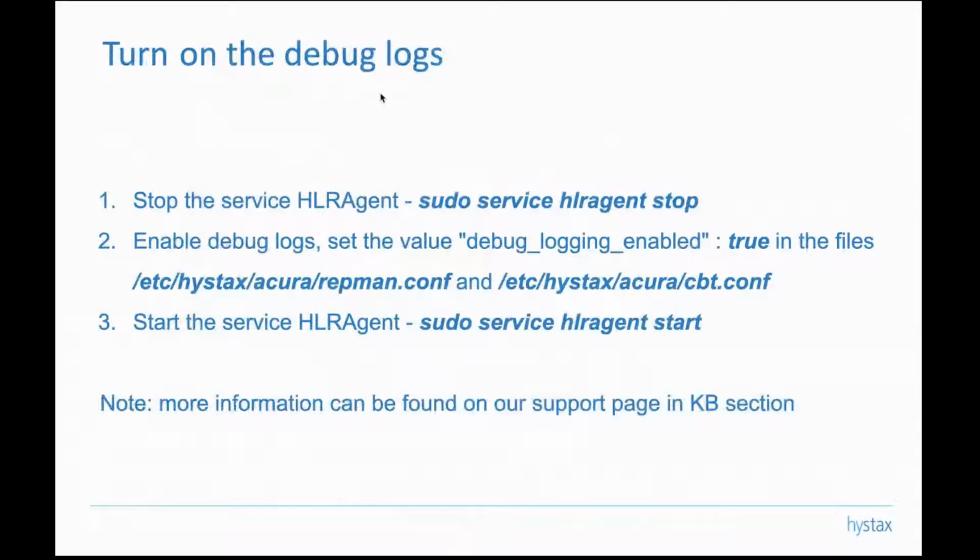How to turn on the debug log for the Linux replication agent? Here again, of course, we need to stop the service first because the service is constantly using the configuration files. Update the configuration files in the etc Hystax Acura folder, repman.conf and cbt.conf, and start the service. Start the service again.